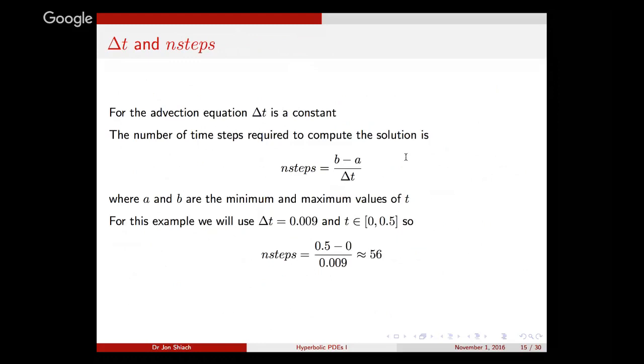The number of time steps required is (b minus a) over delta t. So b is the point at which you want to finish your simulation, and a is your time where you're starting the simulation. In this case, we're going to use a delta t of 0.009, and there's a reason for that. I'll explain shortly. We're going to calculate it up until t is 0.5, starting from t is 0. So we're going to take 56 steps in total.